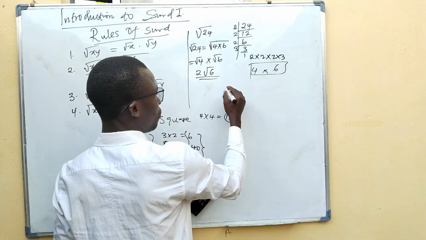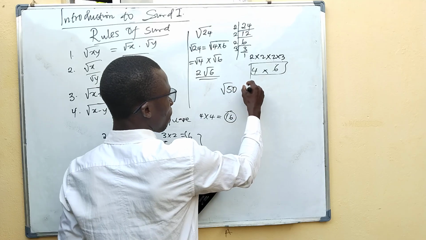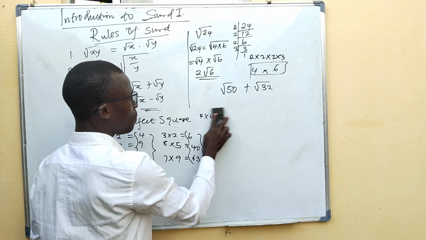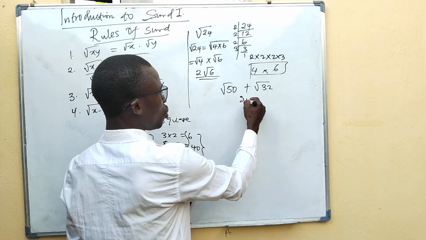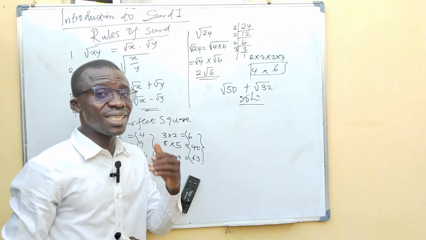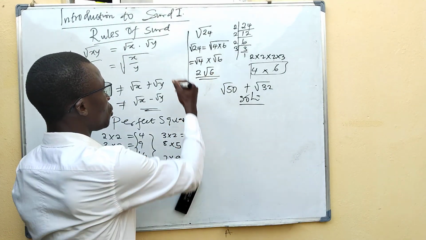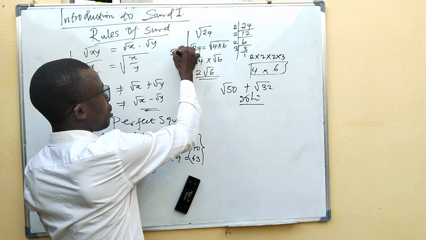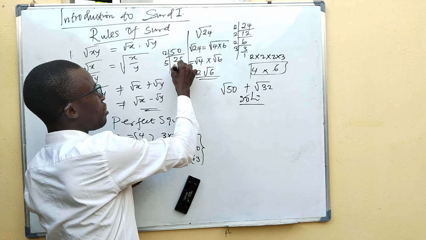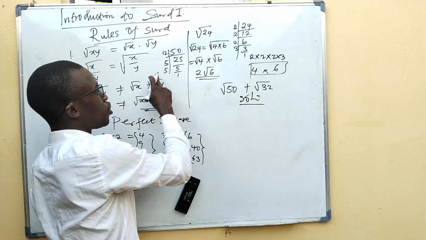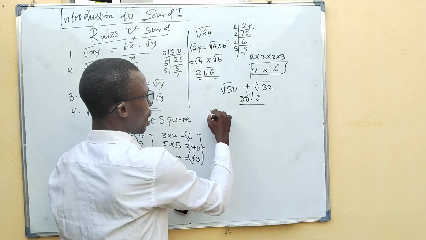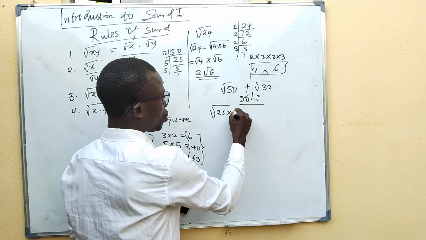So what if I give you square root of 50 plus square root of 32? If I have this question, what do we do? Please, if this will stress you, use the same pattern I used. 50 divided by 2 gives me 25, divided by 5 gives me 5, and 5 again gives me 1, which means 5 times 5 is 25, which is a perfect square. 2 is not a perfect square. I'm going to have square root of 25 times 2.